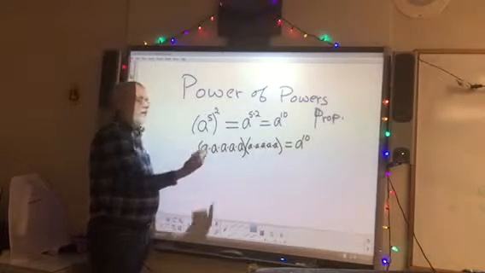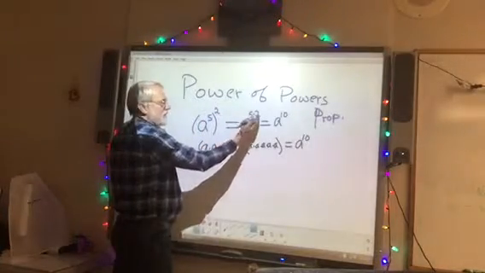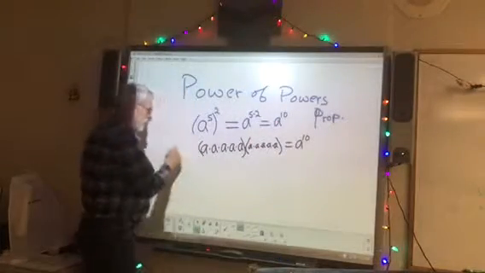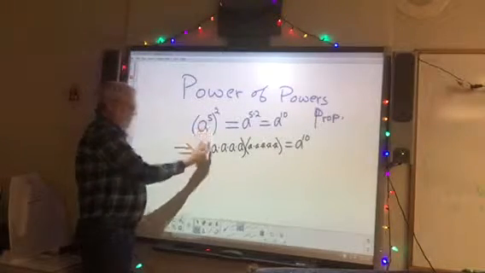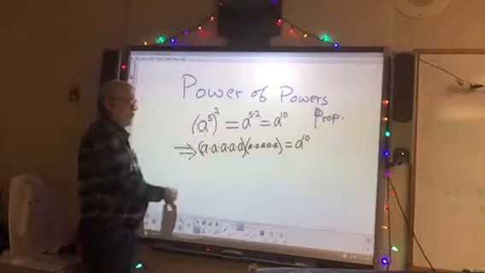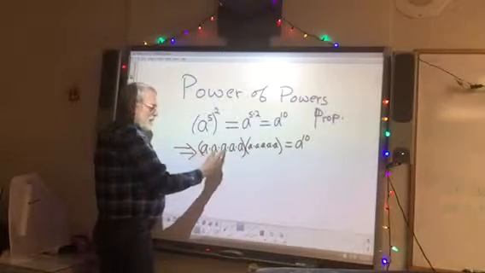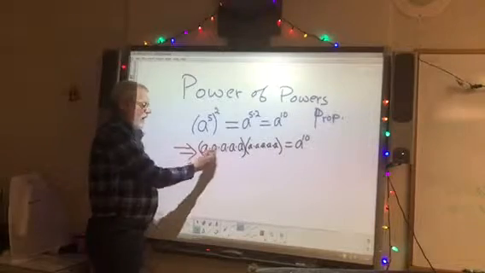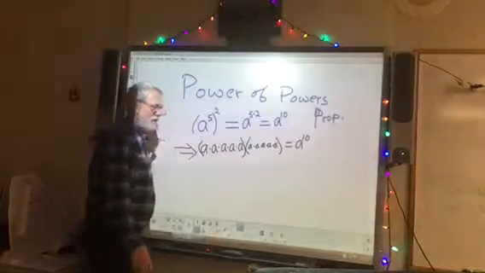What's the rule? A to the 5th squared is the same as a to the 5 times 2, or a to the 10th. And this is a generalized way of looking at it. What does a to the 5th mean? It means a times a times a times a times a. What does the 2 stand for? Then I'm going to do this twice. So I have a times a times a times a times a times a. Okay. So what can you do? You count them up. 1, 2, 3, 4, 5, 6, 7, 8, 9, 10. A to the 10th power.